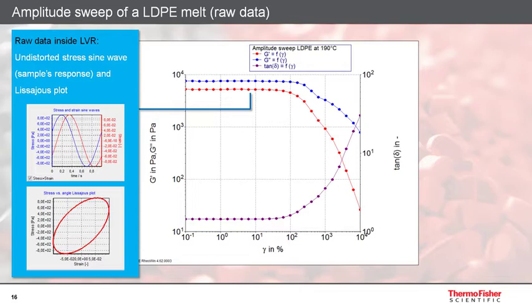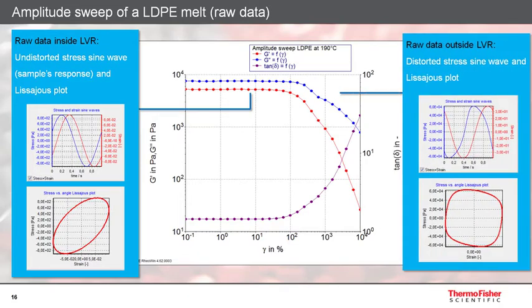The Lissajous plot represents the relationship of the stress and the strain signal for a single sine wave. Within the linear viscoelastic range, it shows the typical ellipsoid shape for a viscoelastic sample.